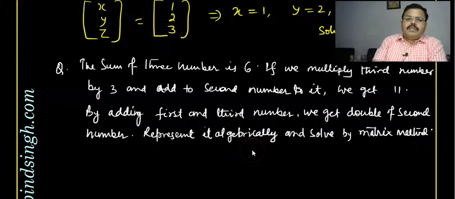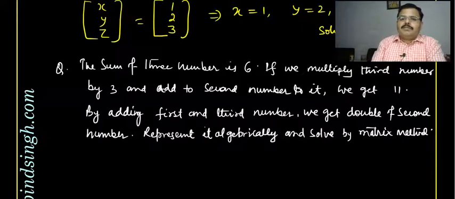Sometimes questions are given in terms of language, so we need to write the equations appropriately, and thereafter you need to solve it. For example, I'm just writing a question and thereafter we'll solve it. So here is a question: the sum of three numbers is 6. If we multiply the third number by 3 and add to the second number, we will get 11.